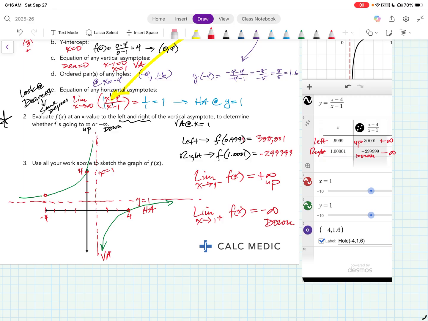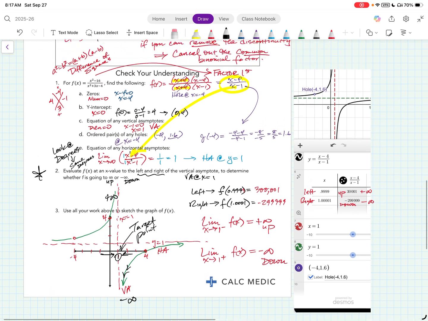Left and right-hand limits. What's happening from the left? And again, our target point is 1 here. There's our target point. And if you approach the function from the left, the function goes up to infinity. If you're coming in from the right, the function is going down to negative infinity. And that, my friends, is what you have to get used to.